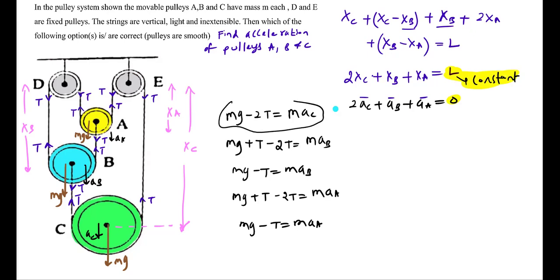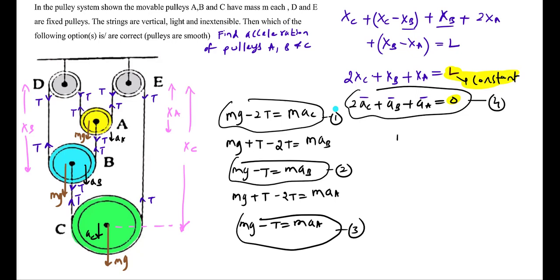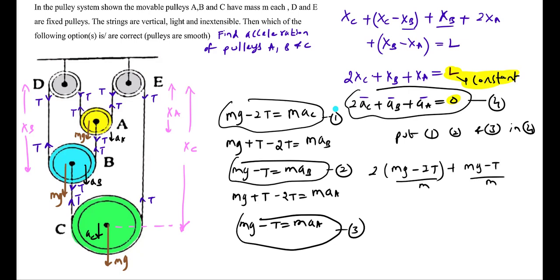Okay, this is one equation, this other equation, this other equation. These are the equations. We'll substitute all this in this one. So let this be equation 1, equation 2, equation 3. Let this equation be 4. So put 1, 2, and 3 in 4. So acceleration ac will be mg minus 2T by m. Acceleration of B will be mg minus T by m.